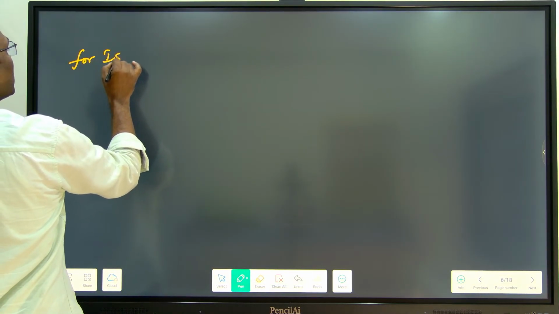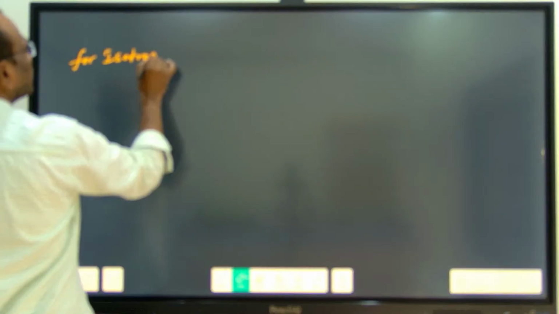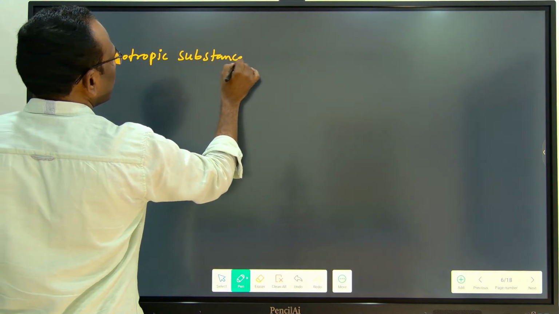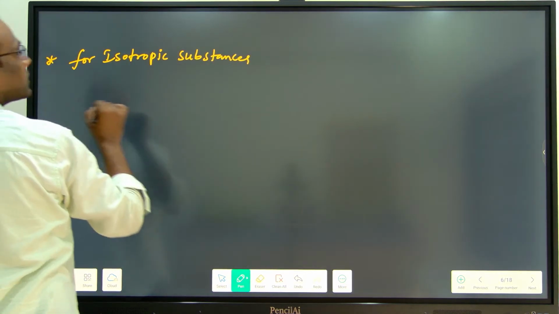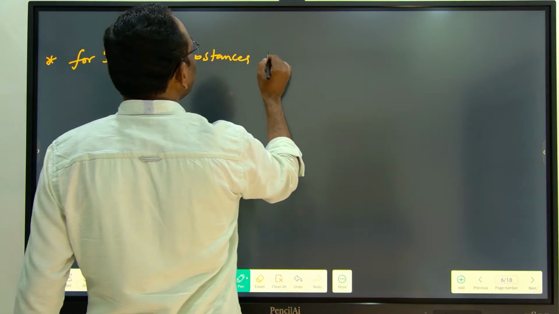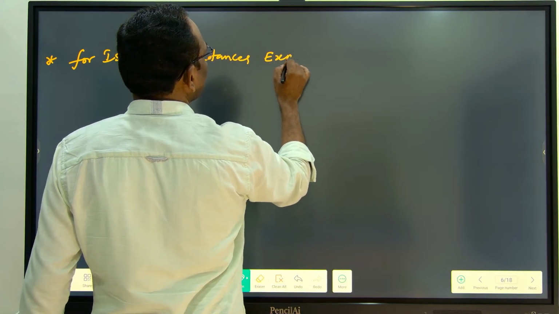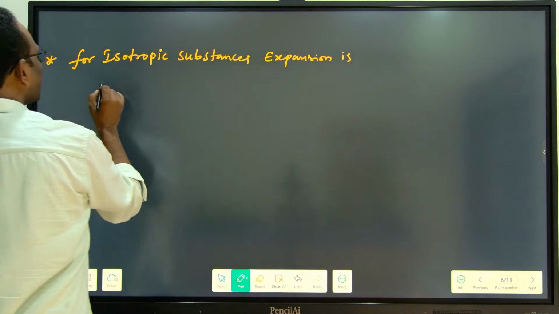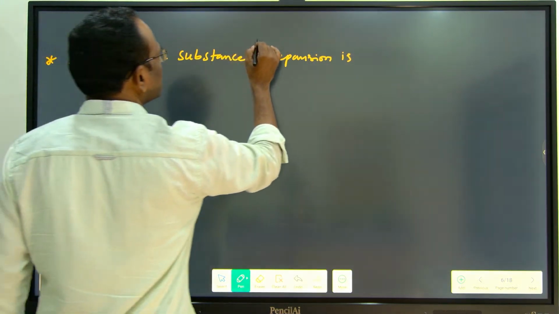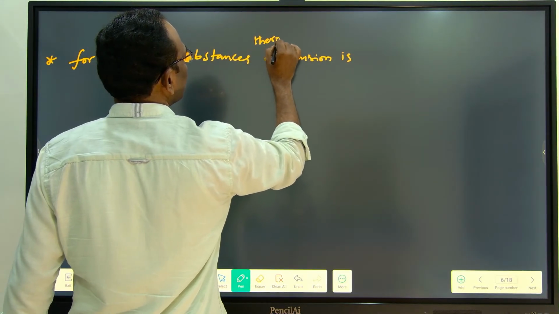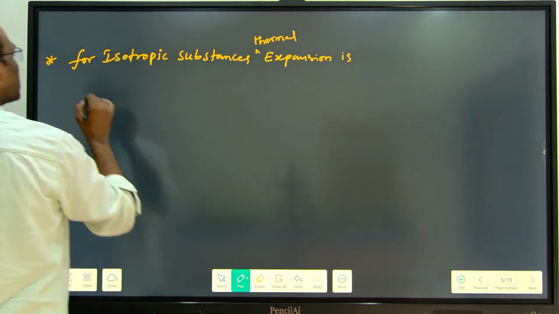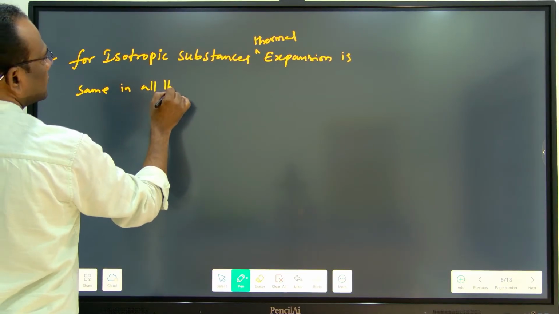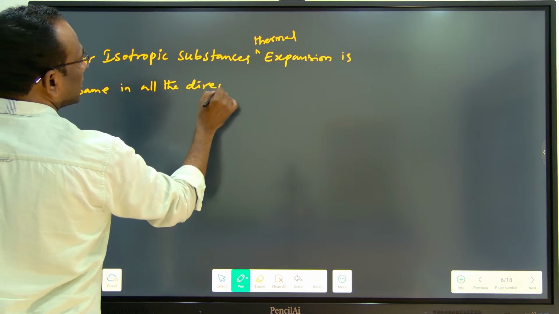For isotropic substances, thermal expansion is the same in all directions.